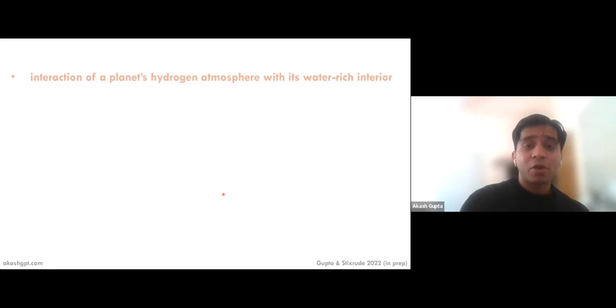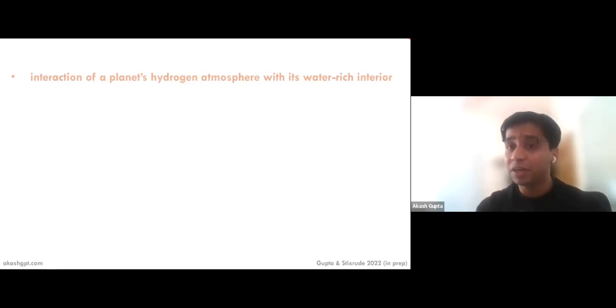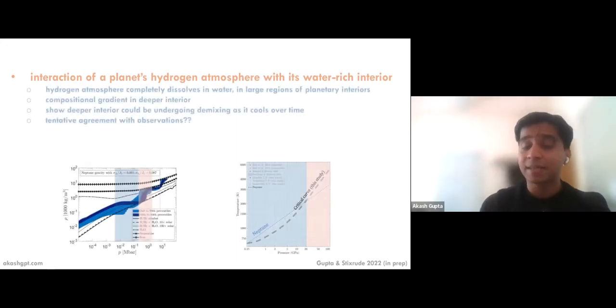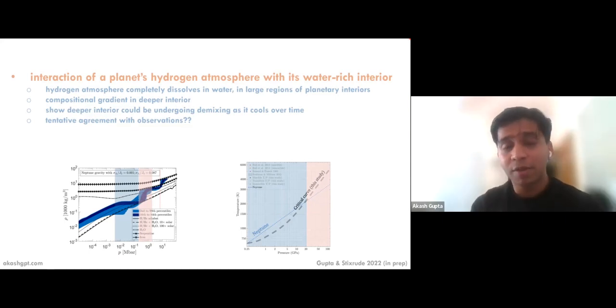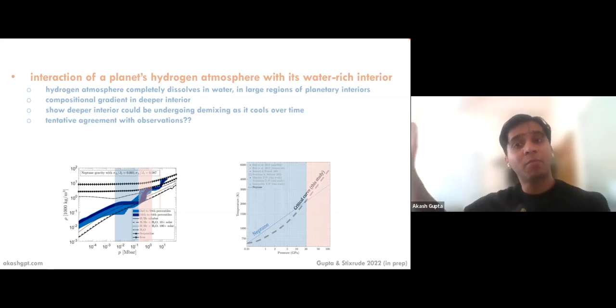Specifically, I've been looking at this system of a planet's hydrogen atmosphere and water-rich interior. How exactly are they interacting with each other? What we are finding is that in large parts of the planet's interior, these two could be completely soluble in each other, whereas we expect a composition gradient much deeper down.